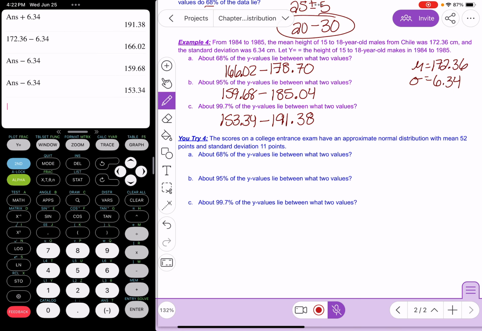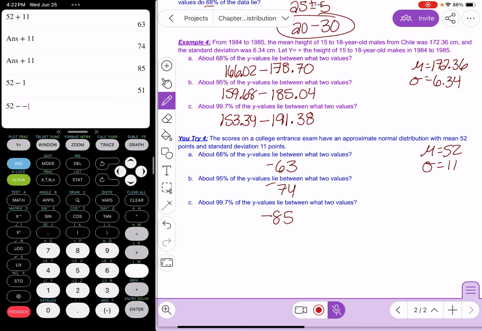So pause the video and try the You Try 4. All right, so we have a mean of 52, standard deviation of 11. So we start at 52 and add 11. So 52 plus 11 is 63. Plus 11 is 74. Plus 11 is 85. So those are our upper limits. And then we do the same thing on the bottom. 52 minus 11 is 41. Minus 11 is 30. Minus 11 is 19. There are three ranges. So that is 6-1. Let me know if you have any questions.